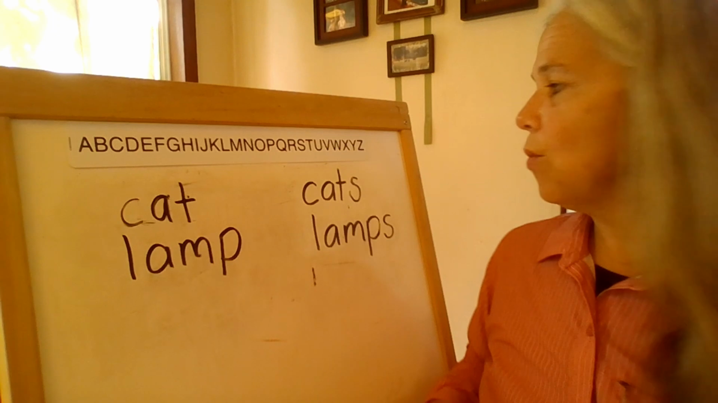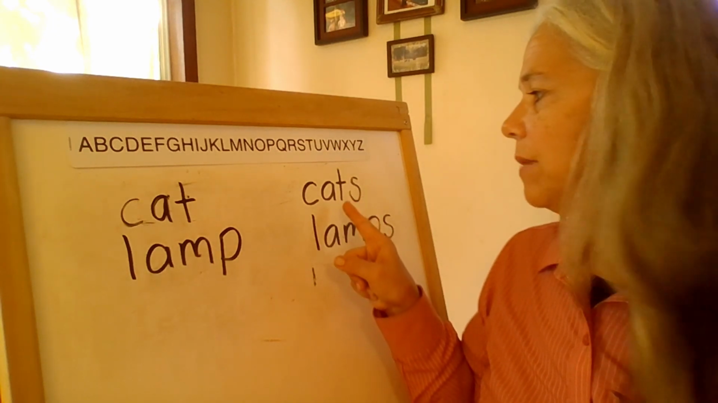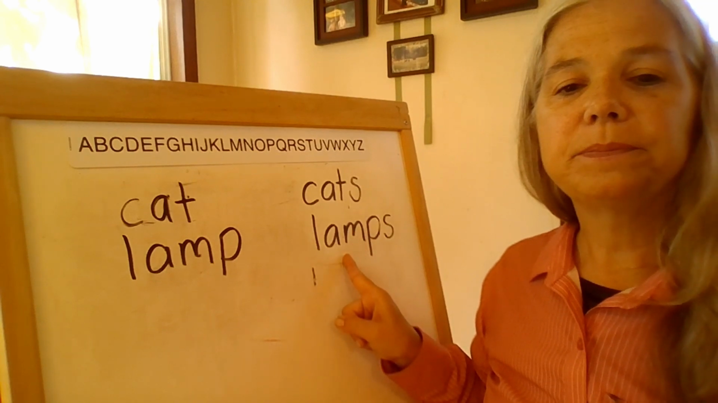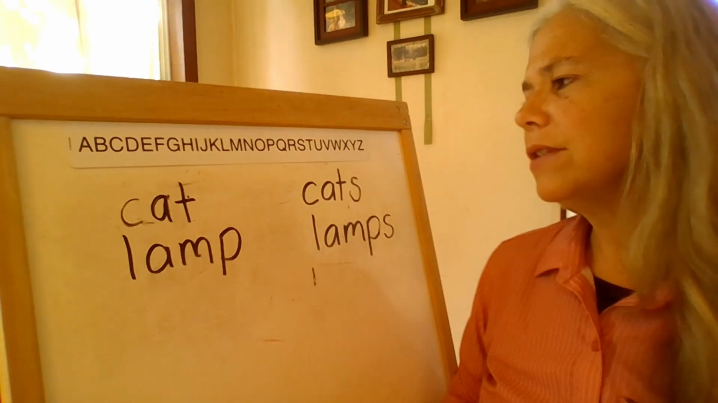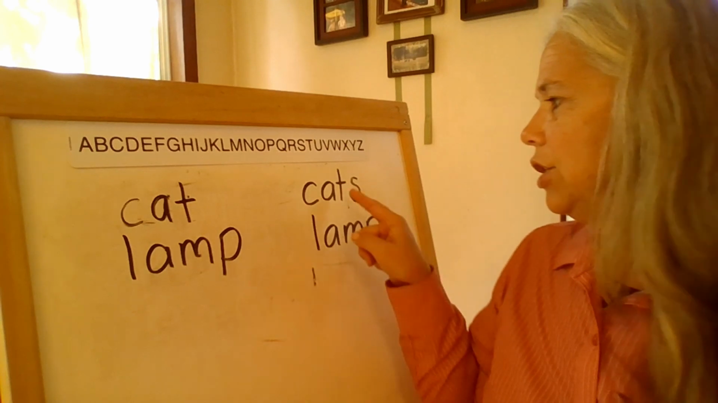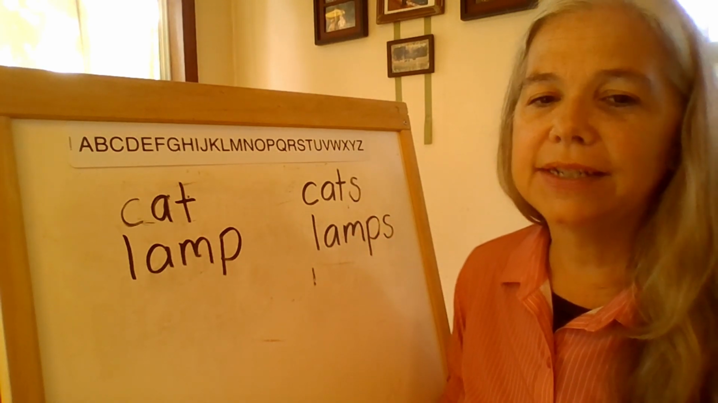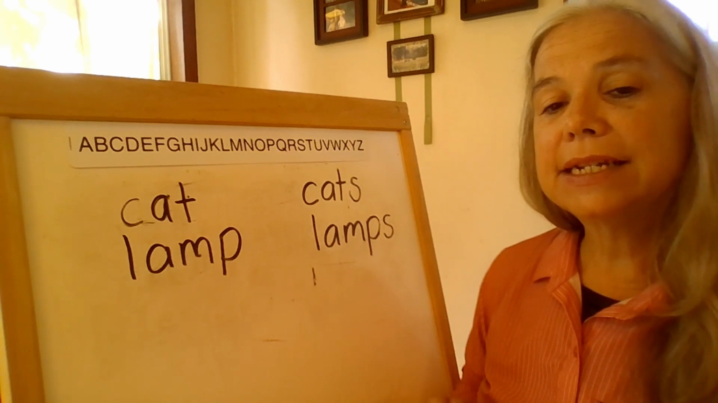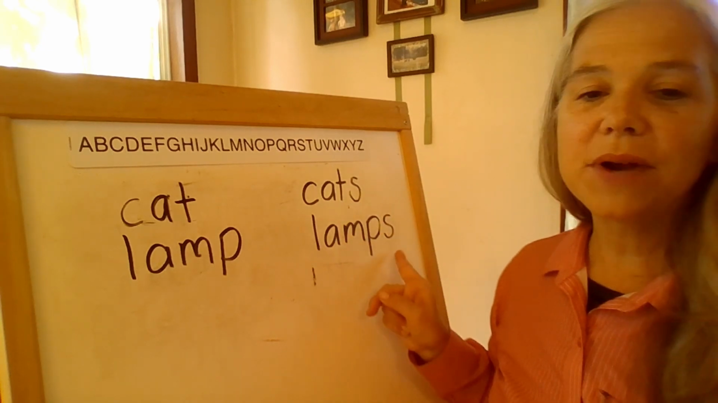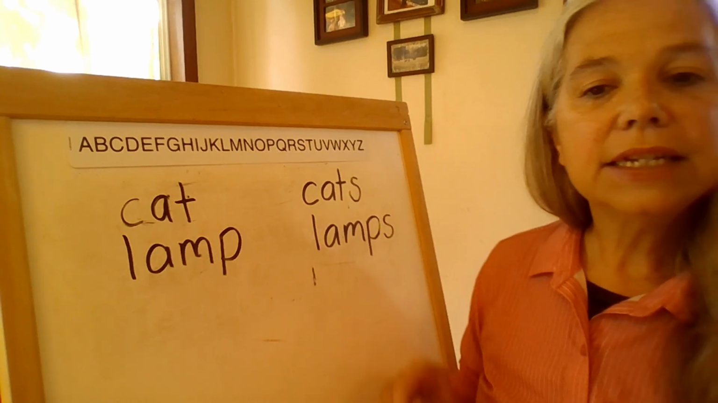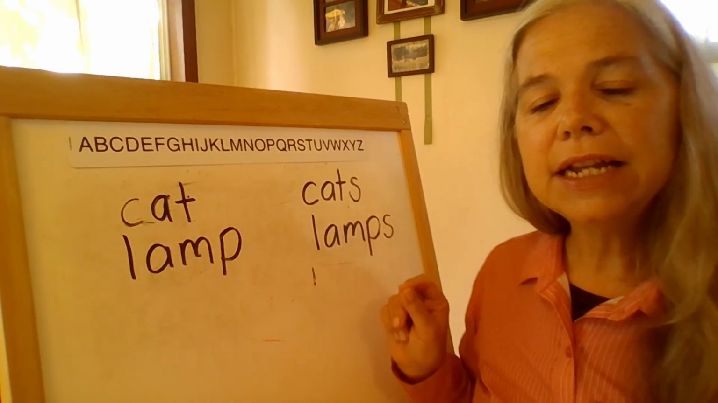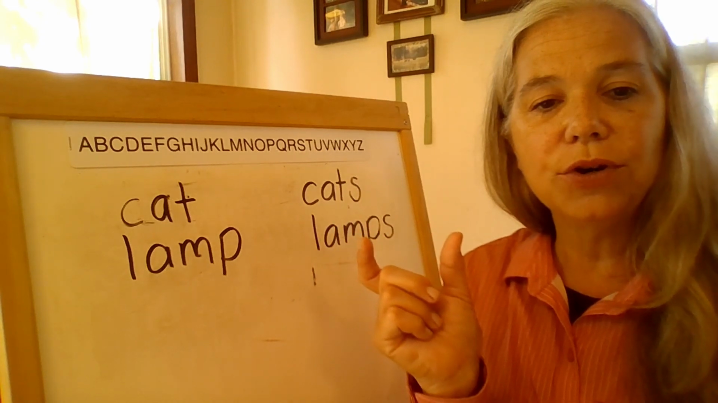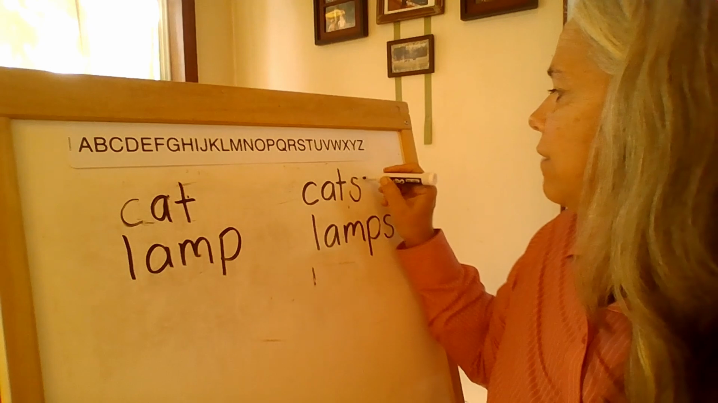Now, let's look at some other words here. Repeat them after me. Cats, lamps. What final sound was added to each of these words? S. And what letter makes that S sound? Correct, S. This is called a suffix. A suffix is a letter or letters added to the end of a base word. So we're going to circle our suffixes.